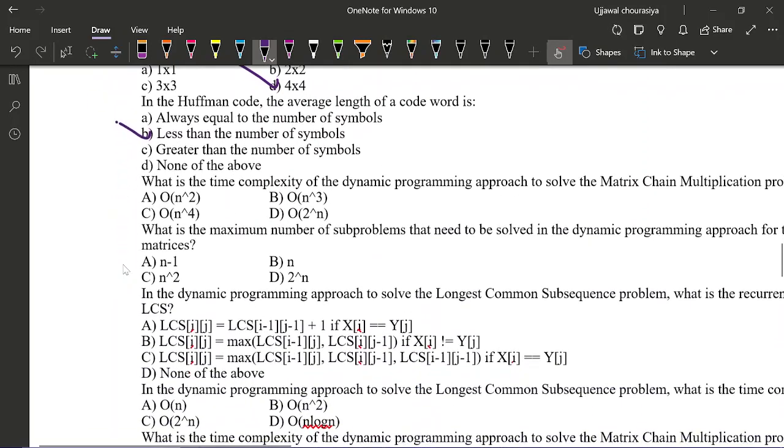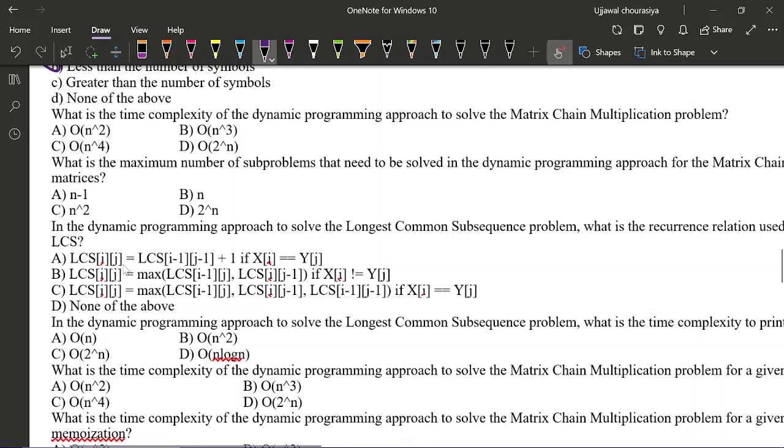What is the time complexity of the dynamic programming approach to solve the matrix chain multiplication problem? Its answer is order of n cube. What is the maximum number of subproblems that need to be solved in the dynamic programming approach for matrix chain multiplication? It's n minus 1 times.